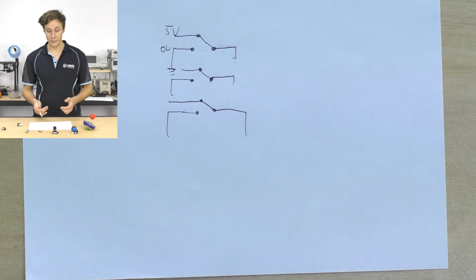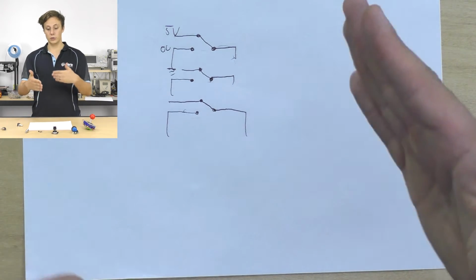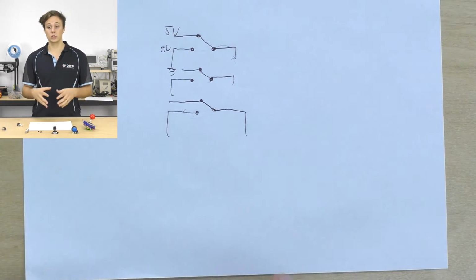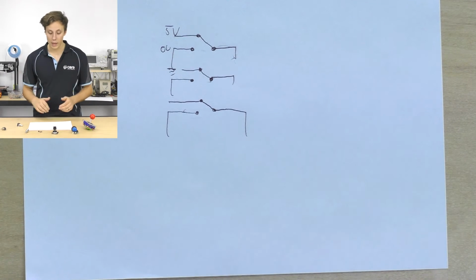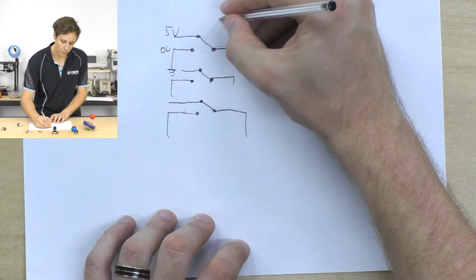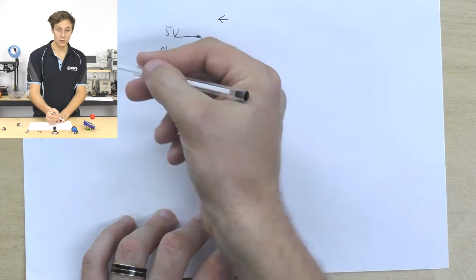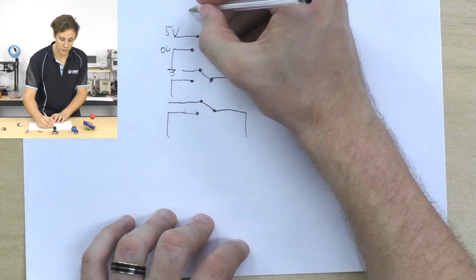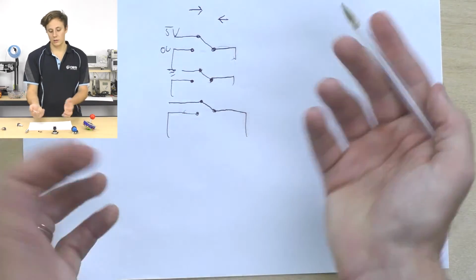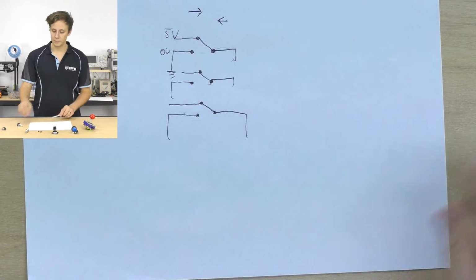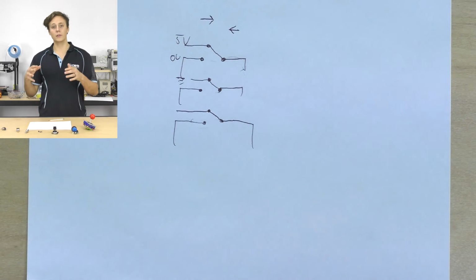You could have 5 volts connected there, and ground, so 0 volts connected there, and you could use it like that, for example. Now it's important to note that mechanical switches are just that. They're two contacts connecting, just metal, conductive material, which means they're bidirectional. So you could have signal flowing from right to left, or you could also have current flowing from left to right. It doesn't really matter. So that's poles and throws.